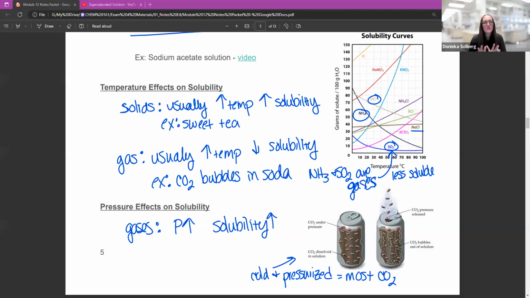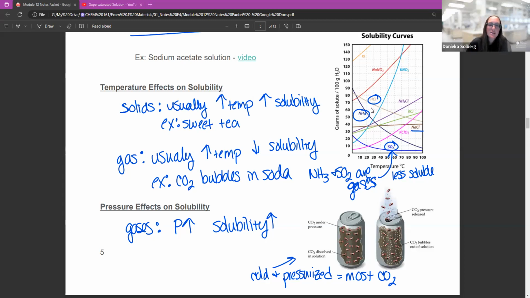All right, so this thing that we're going to talk about is probably more familiar to you: the fact that if you heat something up, you can get more to dissolve. What I have over here is called a solubility curve, and you'll notice it's temperature versus grams of solute per 100 grams of water.